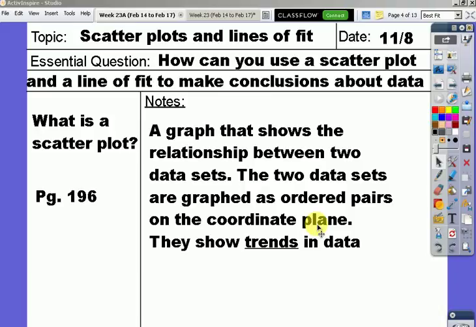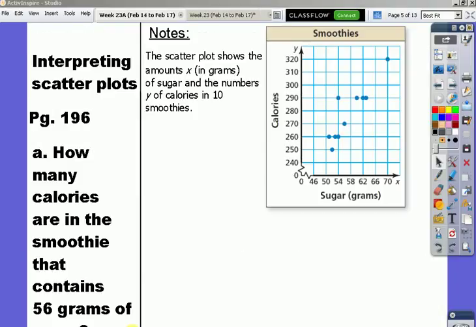So for example, let's say you're eating a certain cereal bar and you want to know, based on the number of cereal bars that I eat, is that going to increase my calorie intake? Well, if I eat 1 cereal bar, how many calories am I taking in? 2 cereal bars, etc. And you can make a nice little chart out of that data. It doesn't have to be a cereal bar. Alright, so we're going to take a look at this example here.